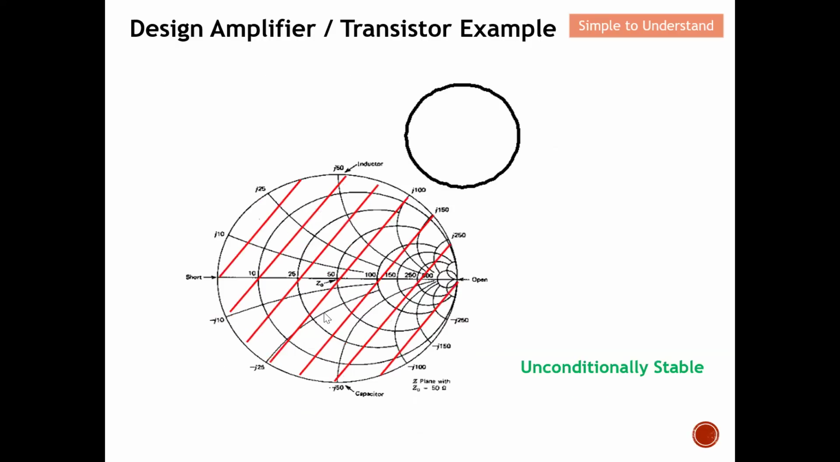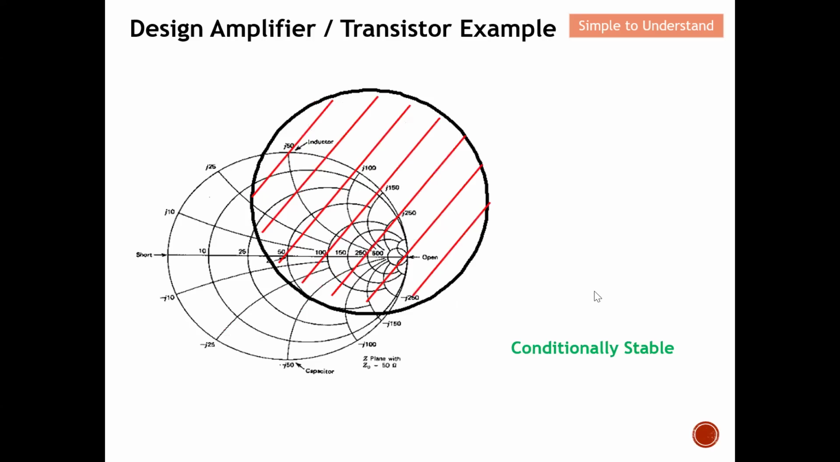Next case here. As I highlighted, the center point will always be stable. So from here, you can see that the whole Smith chart is shaded, which means that any point in the Smith chart you use will be stable. So this condition we call unconditionally stable, because regardless of the use case here, the transistor will always be stable. Therefore, we call this unconditionally stable.